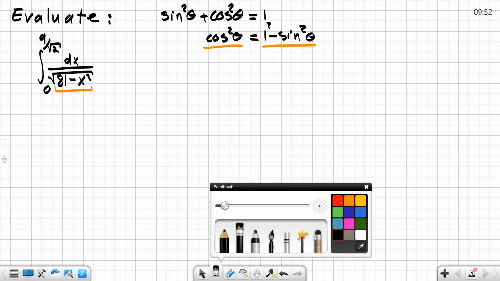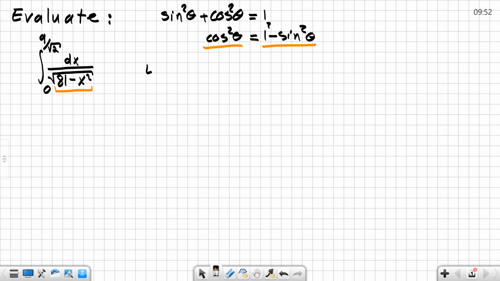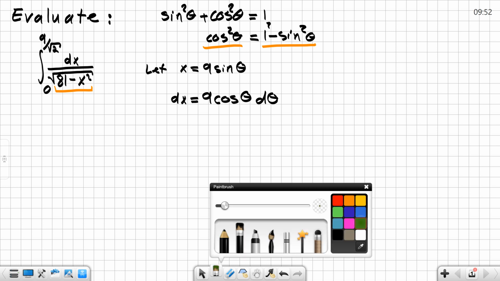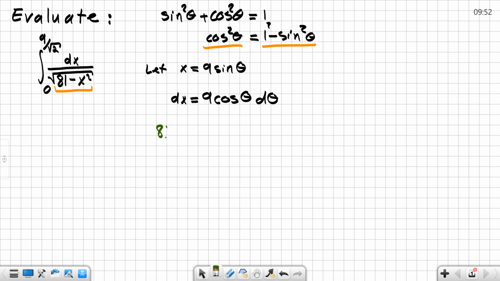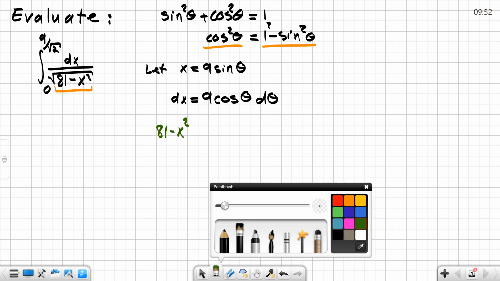So if I am now performing the following substitution, we let x be equal to 9 times the sine of theta. In order to do a proper substitution, we need to differentiate both sides, and we end up with dx is equal to 9 times cosine of theta d theta. Now looking at 81 minus x squared, what is this going to turn into with my substitution?